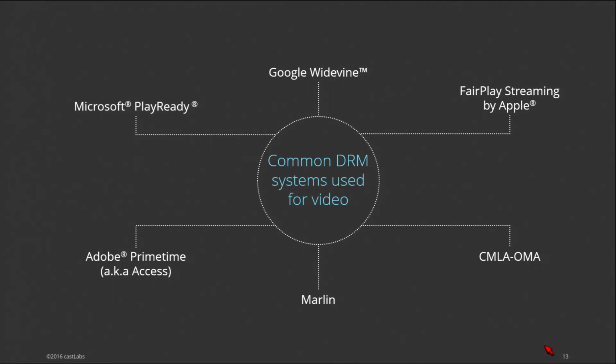The most commonly used DRM schemes that are out there, as I mentioned, are Microsoft PlayReady, Google Widevine, FairPlay Streaming from Apple, Adobe Access or Primetime, Marlin, and CMLA-OMA. And there are some other players out there, but that covers probably 95 to 98% of the market that's out there.